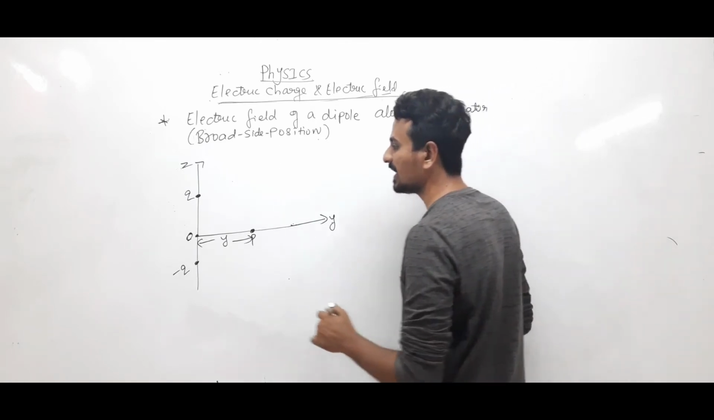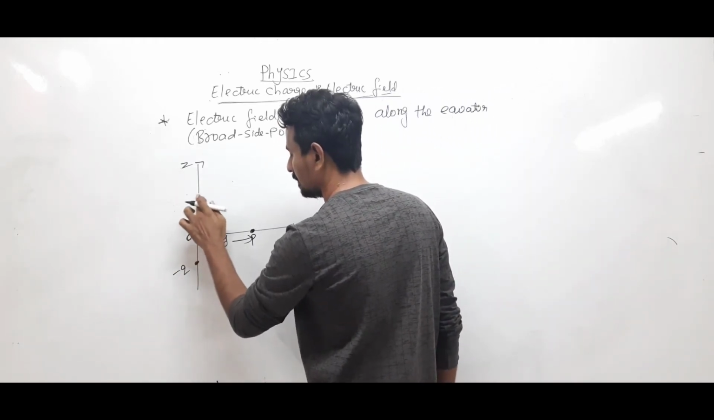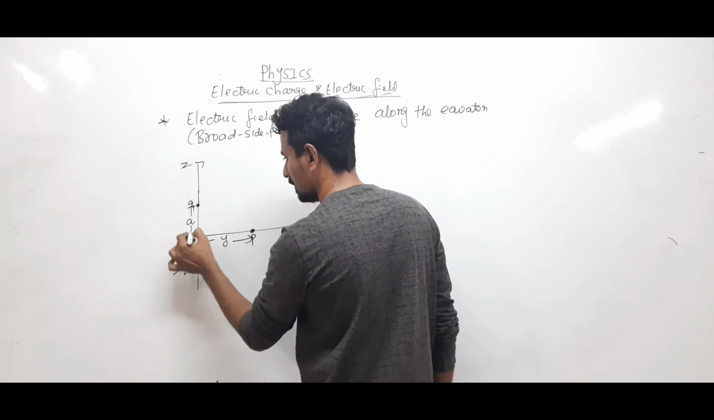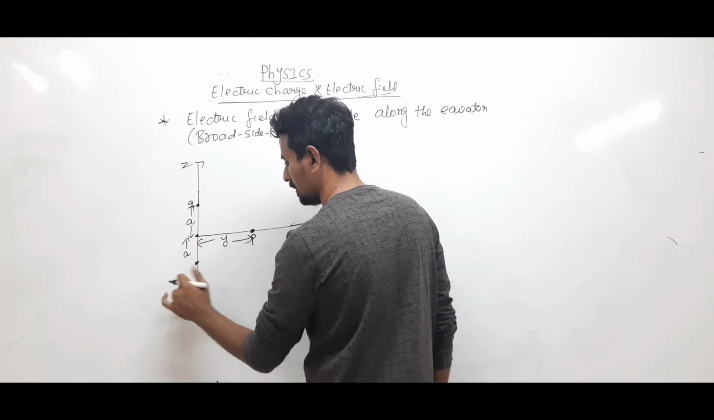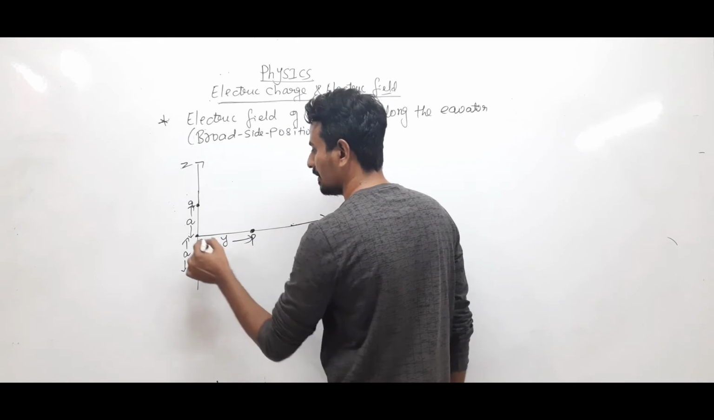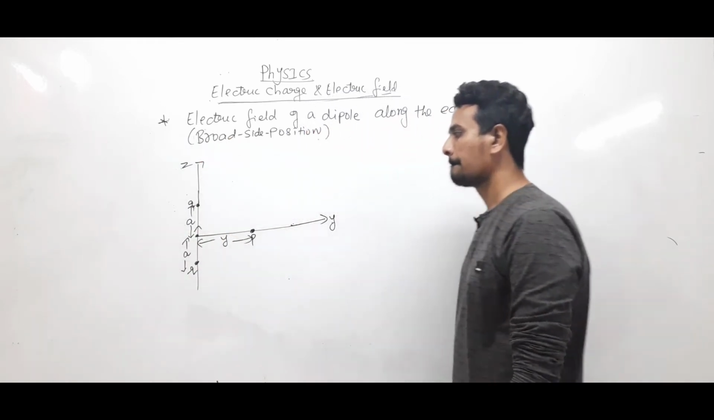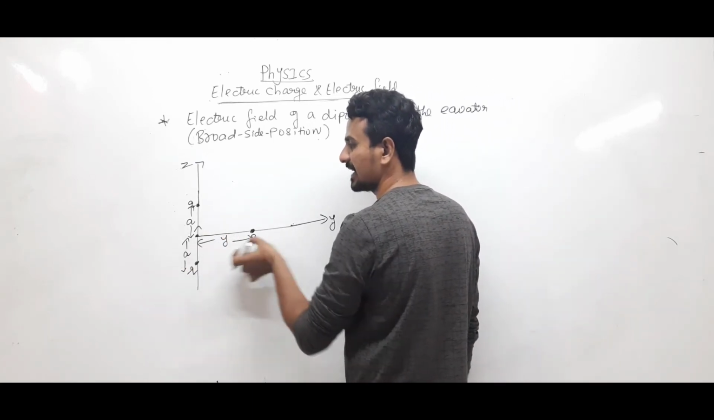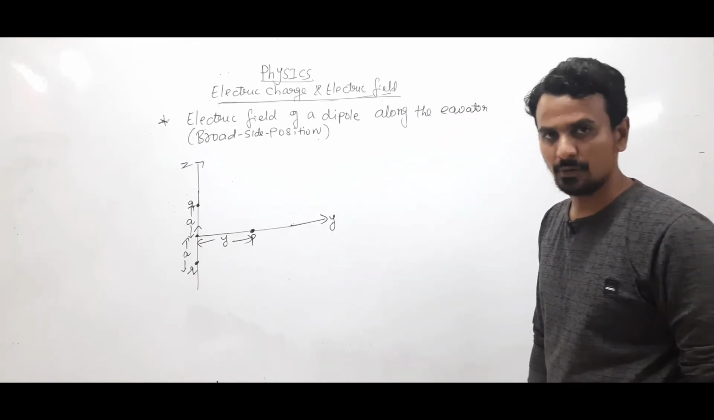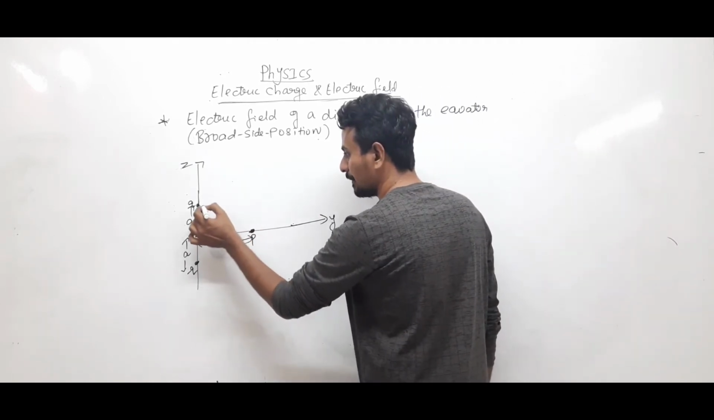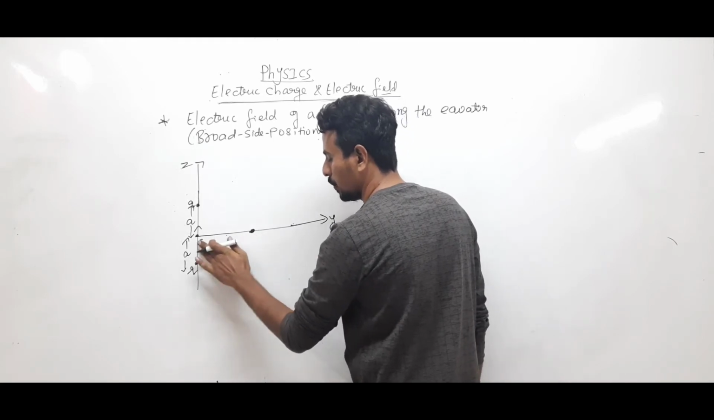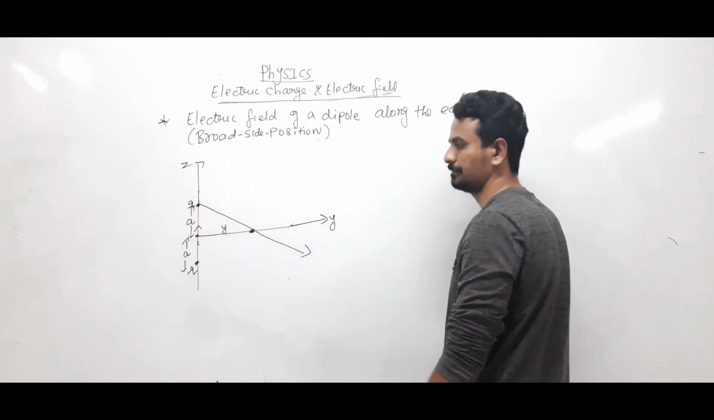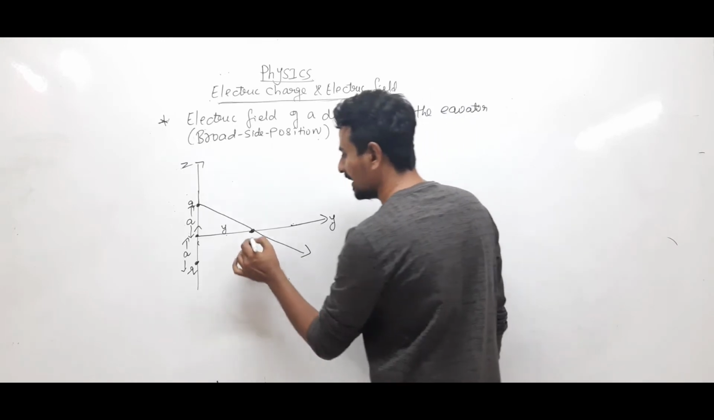If you are placing your dipole this way, then this will be the axis, this will be the equator. This distance is a, this is also a, right? Dipole moment will be in this direction. Fine, we want to calculate the electric field at a point P which is lying at a perpendicular distance y from the dipole. So for positive charge, electric field will be away. For negative charge, it will be towards itself.